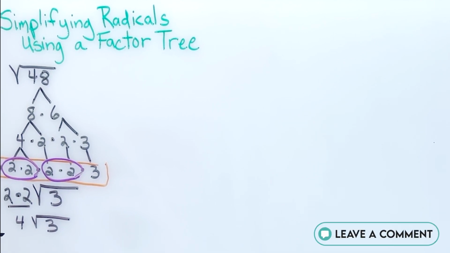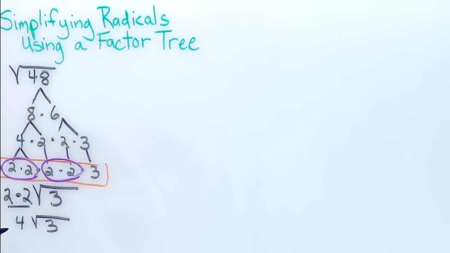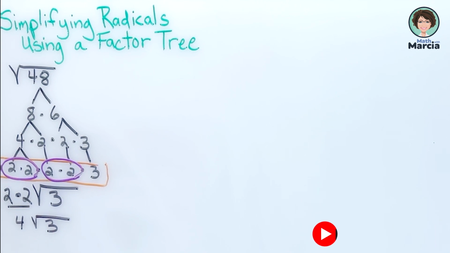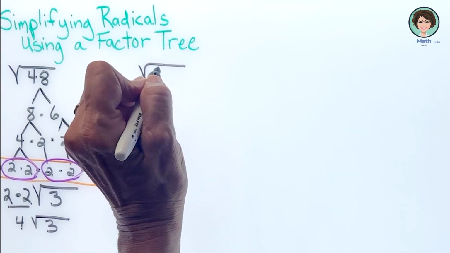Now, if you remembered that 16 times 3 was 48, you could have just said, well, the square root of 16 is 4, and the 3 is inside the radical sign. But it doesn't matter. I still came up with the right answer. So let's try the square root of 80.